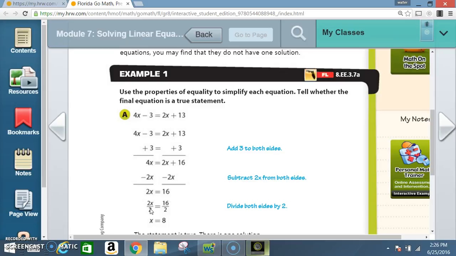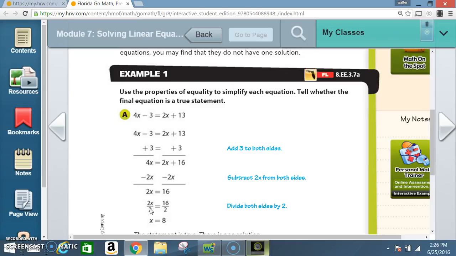You want all your x's on the same side. So remember the rule I gave you was to move your smaller x. So between 4x and 2x, the smallest one is the 2x. It's positive. So to move it, we're going to subtract 2x from both sides. So minus 2x, minus 2x. 4x minus 2x is equal to 2x. 2x minus 2x is equal to 0. So that's gone. So you end up with 2x is equal to 16.